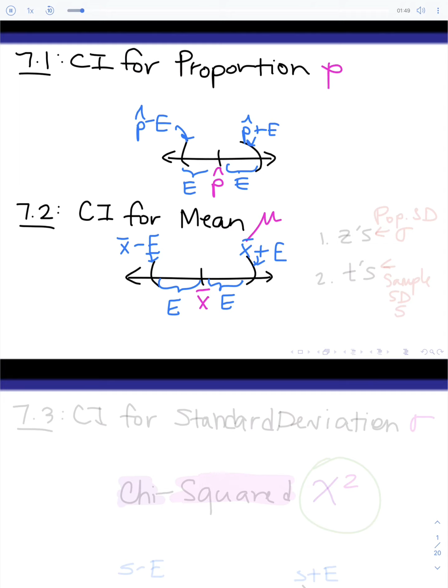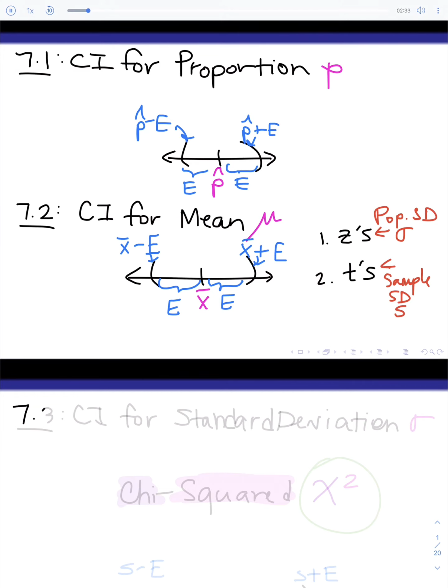Then what? Well, remember, we actually went over two different types of things you could do in 7.2. You could either use Z's or you could use T's, but it wasn't that you get just to choose whichever one you like better. It was based on what kind of standard deviation you were given in the problem. If you were given the population standard deviation, sigma, then you used Z's. If you were not given the population standard deviation, sigma, and you were just given a sample standard deviation, S, then we used our T's.